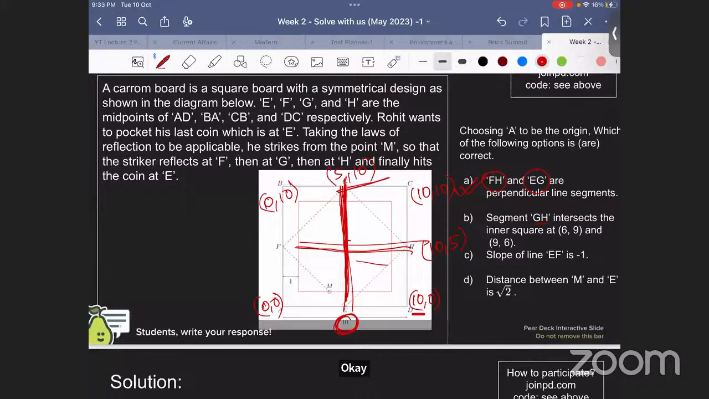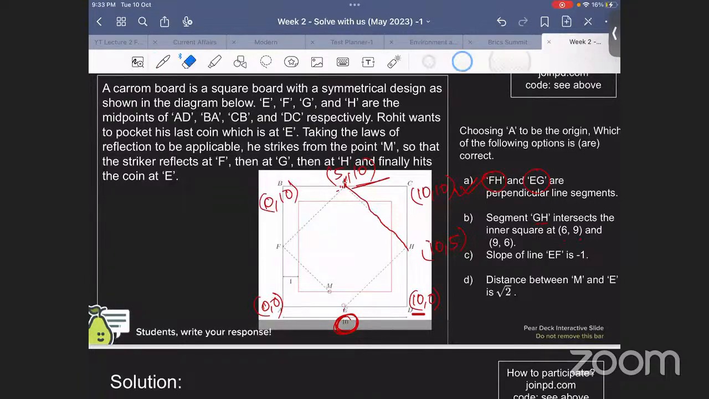Okay, so the first option is clear, right? The first option is clear to everyone or not? Yes, sir. Now the next question is segment GH. So this is GH. It intersects the inner square at 6,9 and 9,6. Okay, how can you do that? You can do it, right?